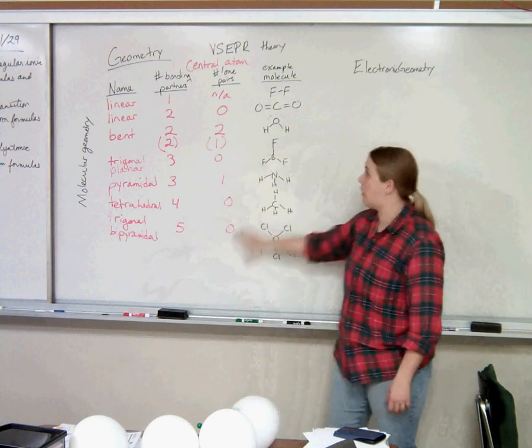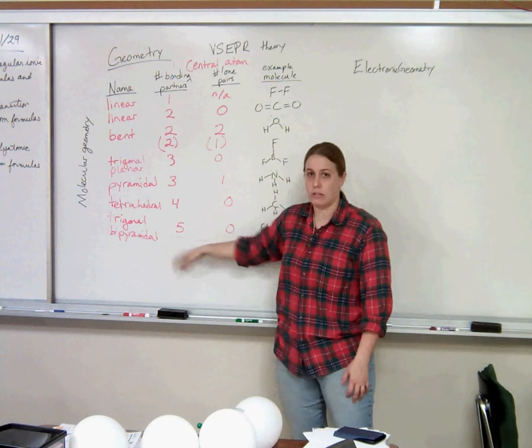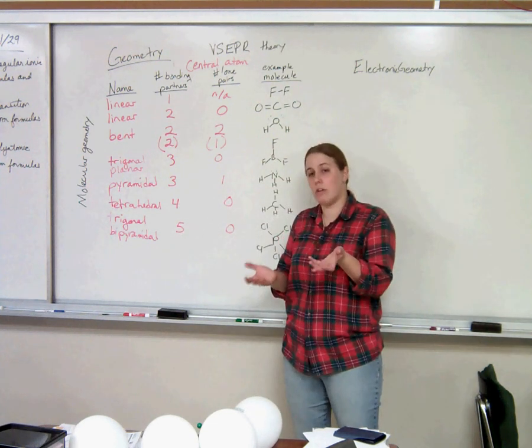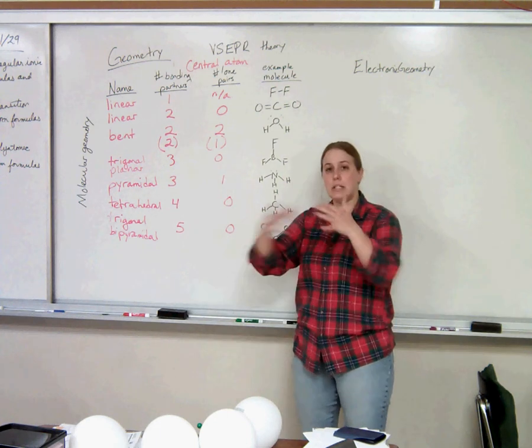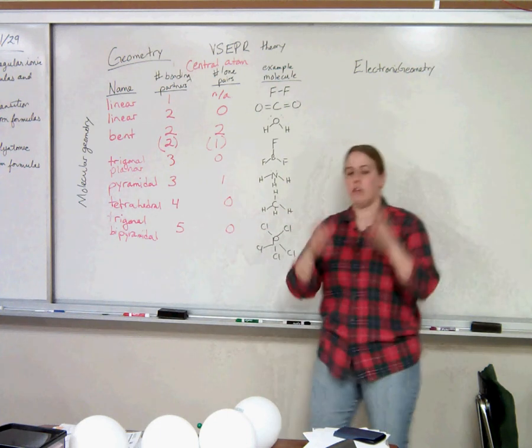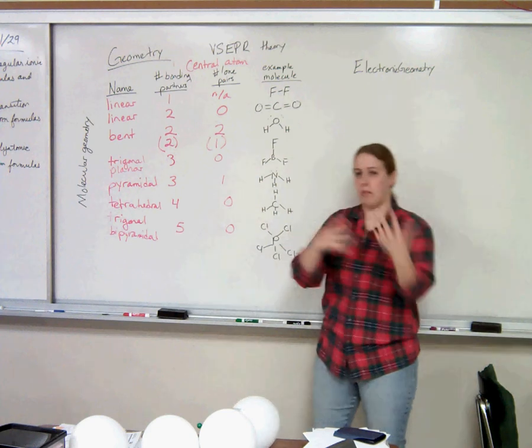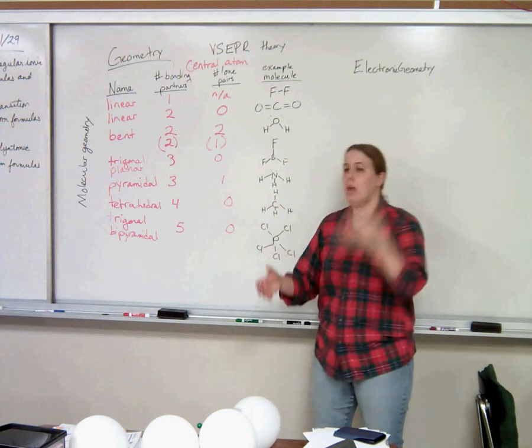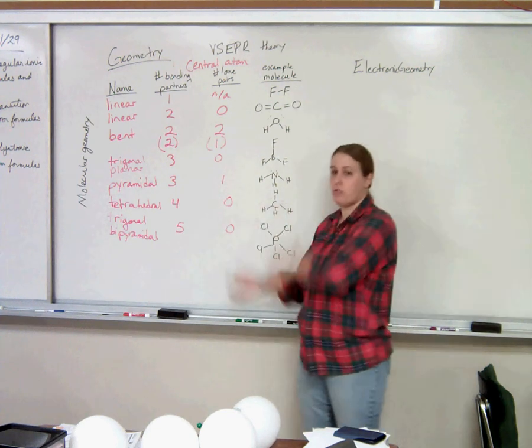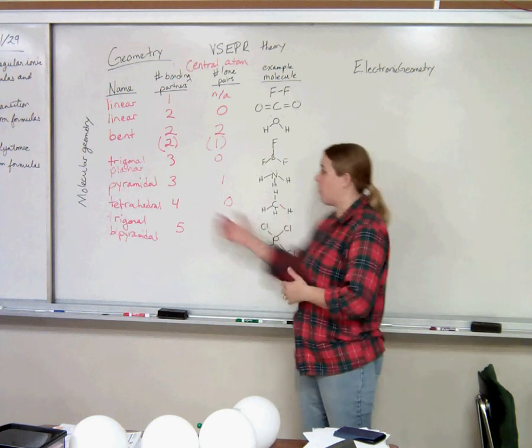You need to be able to give me the name of the shape of the molecule based on how many lone pairs and how many bonding partners it has. How are you going to figure out how many lone pairs and bonding partners it has? You have to draw it. So this unit is very cumulative. So we started off with the naming. You have to be able to name things so you can write the formula for them. Once you get the formula, you have to be able to draw it. Once you get the drawing, you have to be able to figure out what shape it is.